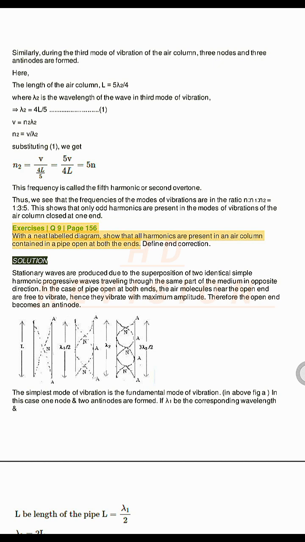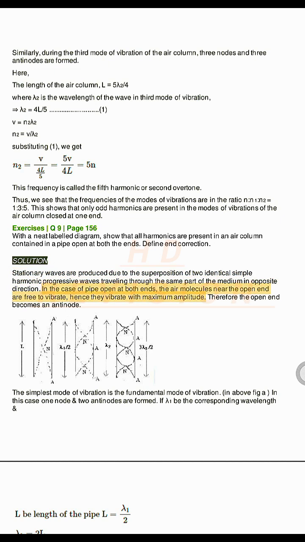Exercises, Q9, page 156. With a neat labeled diagram, show that all harmonics are present in an air column contained in a pipe open at both ends. Define end correction. Solution. Stationary waves are produced due to the superposition of two identical simple harmonic progressive waves traveling through the same part of the medium in opposite directions.